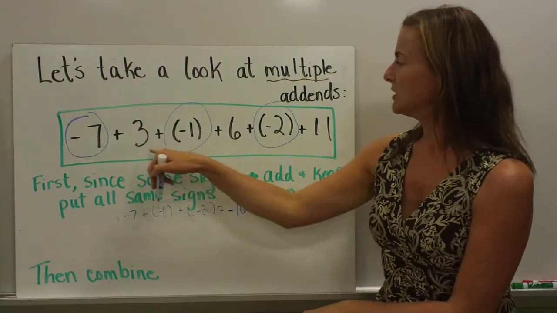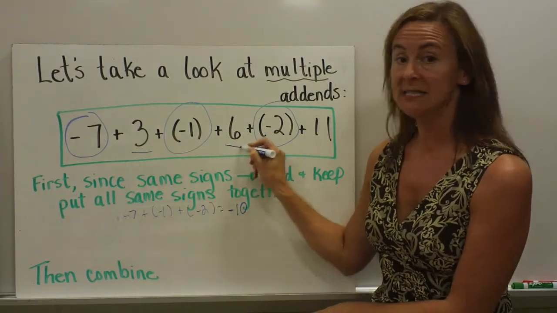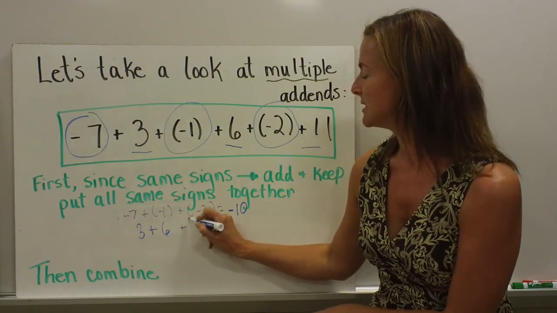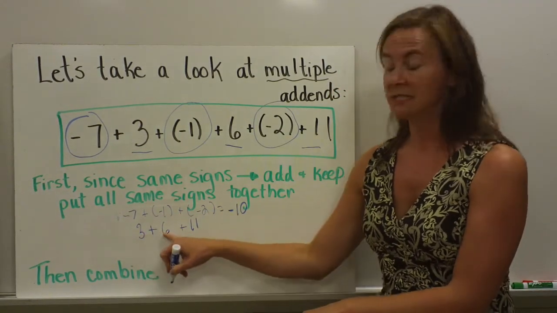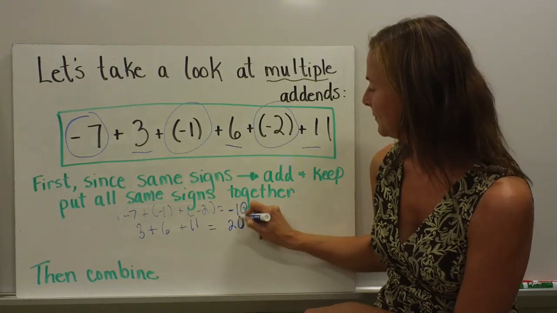Now I'm going to take a look at all the positives. I have 3 and 6 and 11. 3 plus 6 plus 11. Well, 3 plus 6 is 9, and 9 plus 11 is 20.